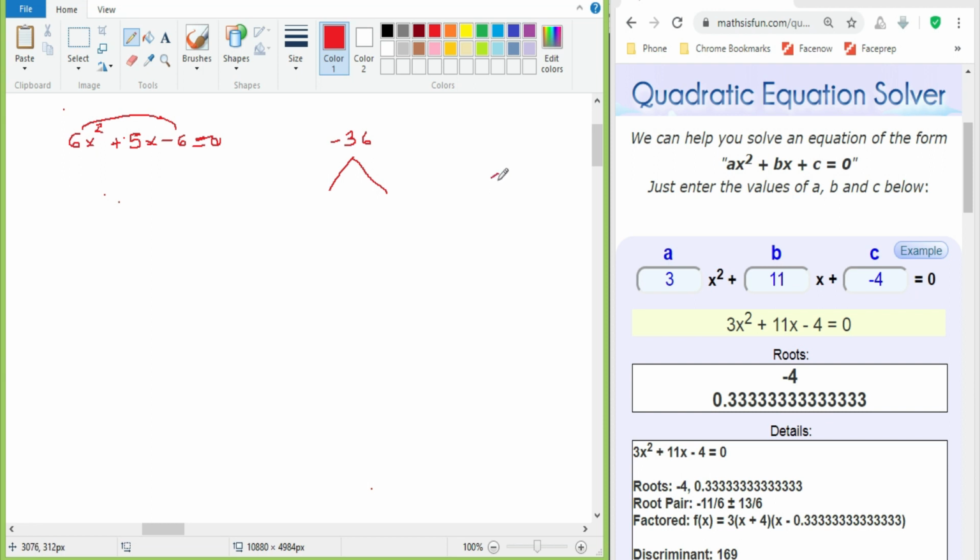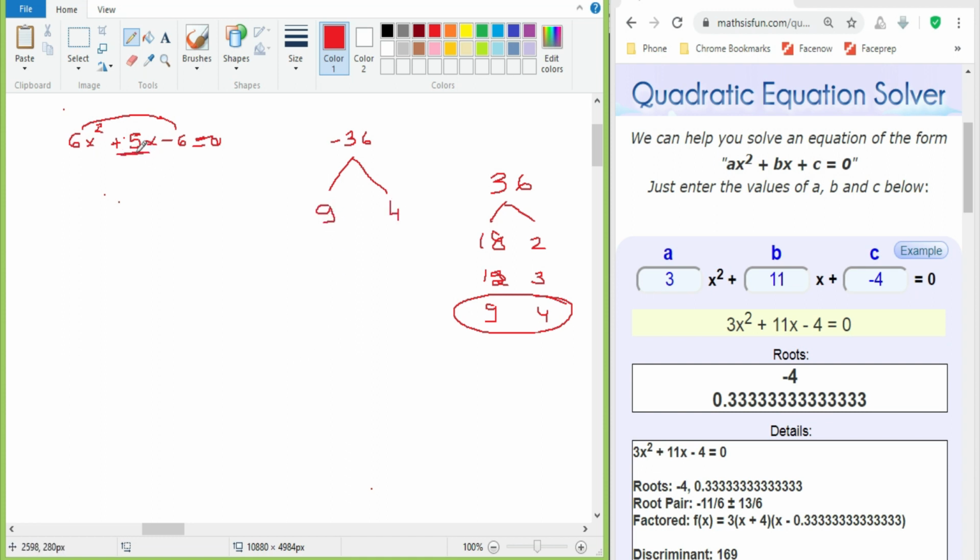So if I'm talking about factors of 36, I can take 18 2 times, 12 3 times, 9 4 times. Yes, 9 and 4 gives a difference of 5. Guys, we cannot take 6 and minus 1 because we are not going to check it for minus 6. We are going to check it for the ac value. So here I can write it as 9 and 4.